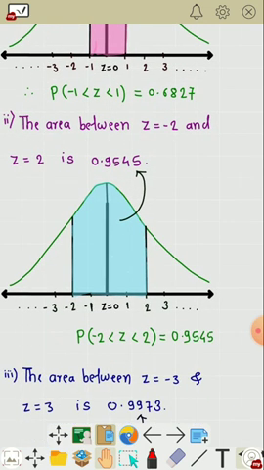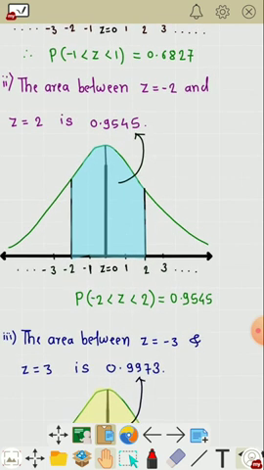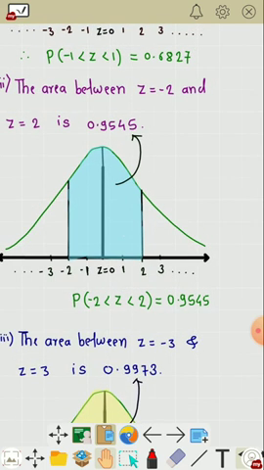Now let us go to the next standard area. The area between z is equal to -1 and z is equal to 2 is shown in the figure, and it is 0.9545. Okay, so you observe that.